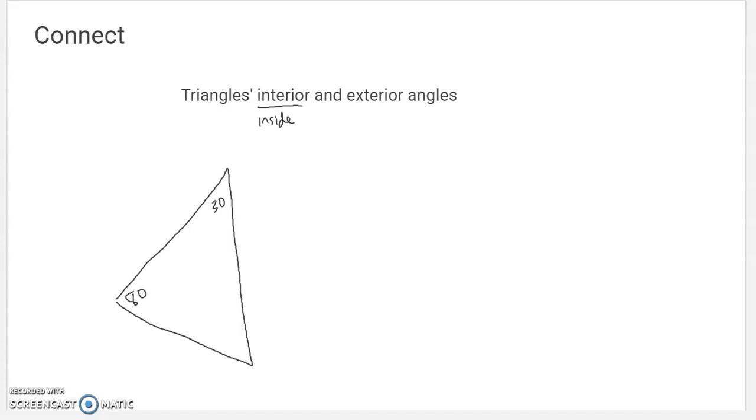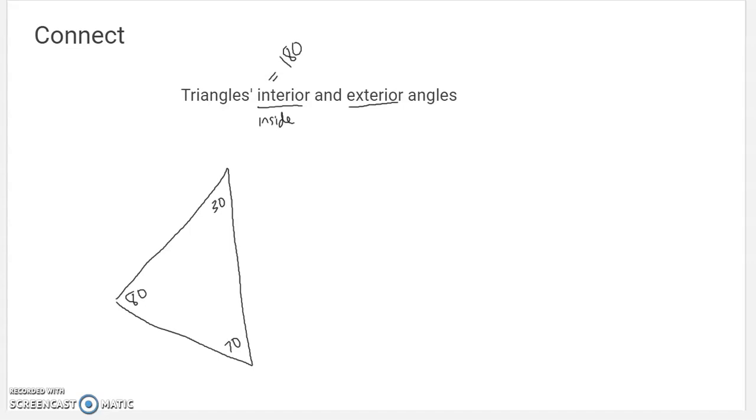And to find this last one, I know that the interior angles of a triangle have to add up to 180. So if this one was 80, that was 30, that's 110. Am I right? That leaves another 70-degree angle. So in any triangle, the interior angles will always add up to 180 degrees. That is something we looked at 2 days ago.